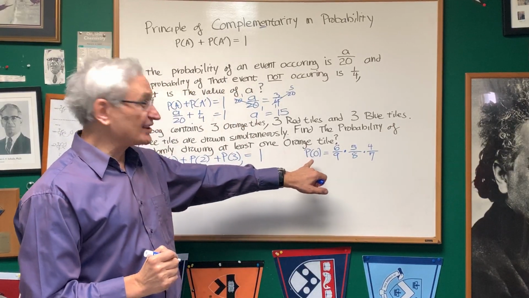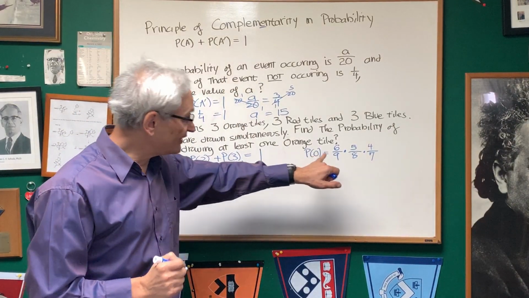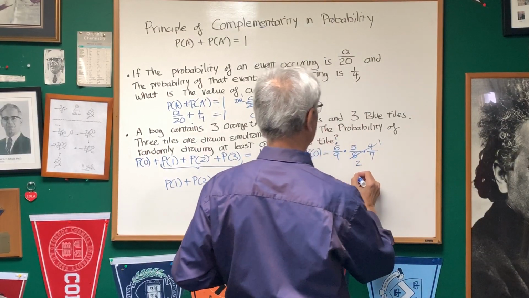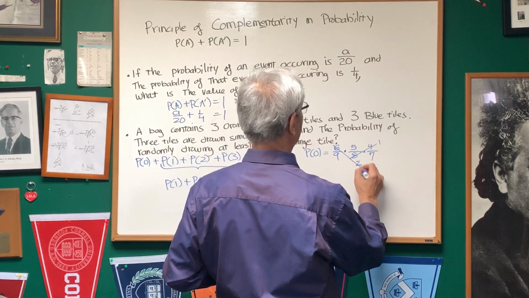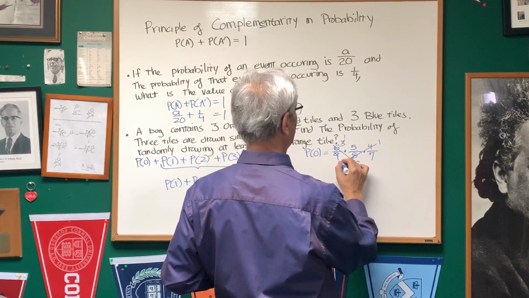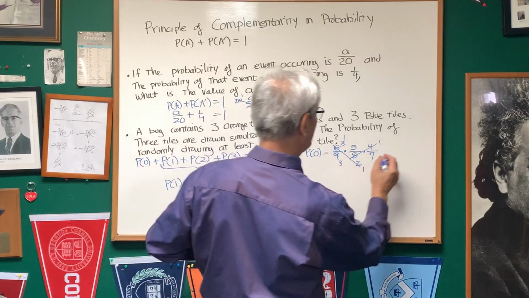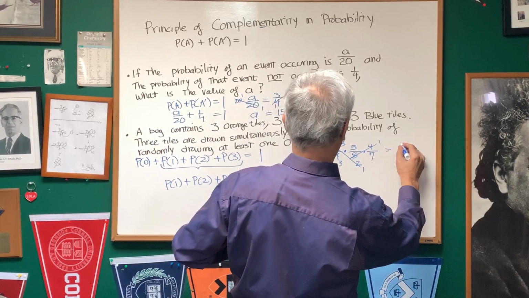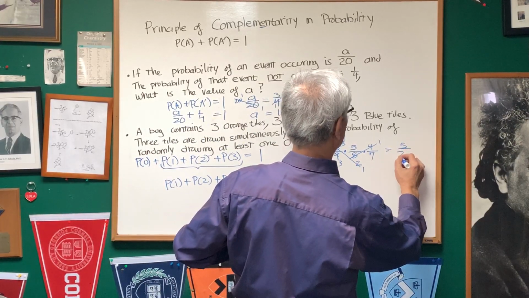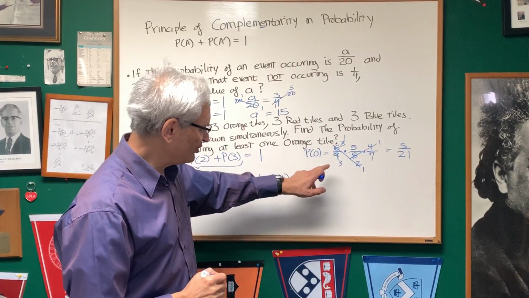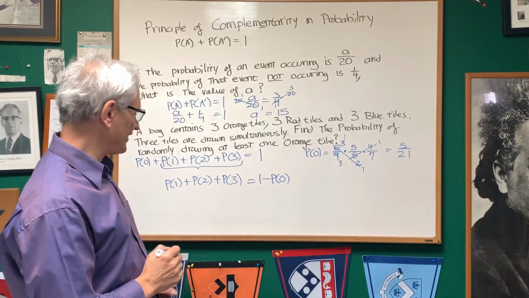So the probability of getting 0 orange tiles is this. Let's simplify. 4 goes into 8 twice, 2 goes into 6 3 times, and 3 goes into 9 3 times. What do we have here? 5 over 21. Okay, multiplying across the numerators, then multiplying across the denominators.